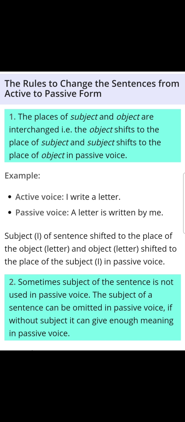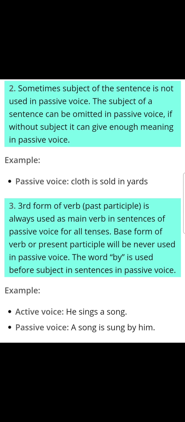Rule number 2. Sometimes the subject of the sentence is not used in passive voice. The subject of a sentence can be omitted in passive voice if without the subject it can give enough meaning. Cloth is sold in yards. Here you can see, the cloth is sold in yards. The active sentence might be: He sells cloth in yards.